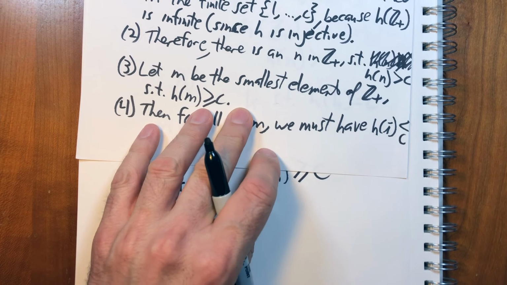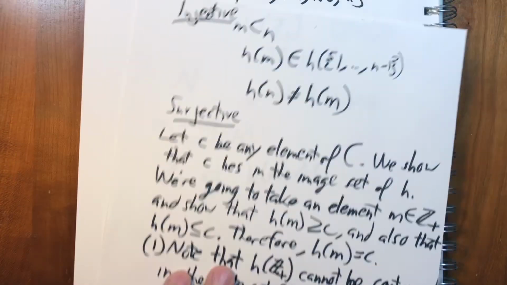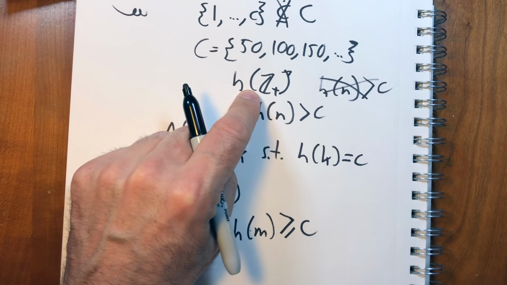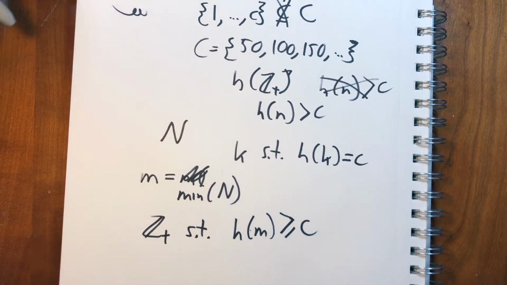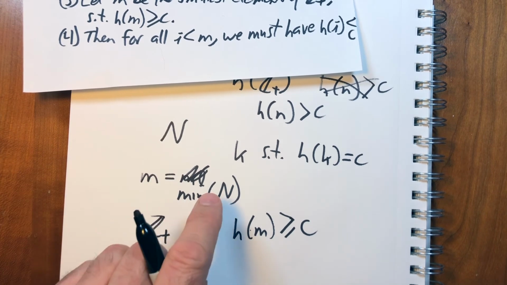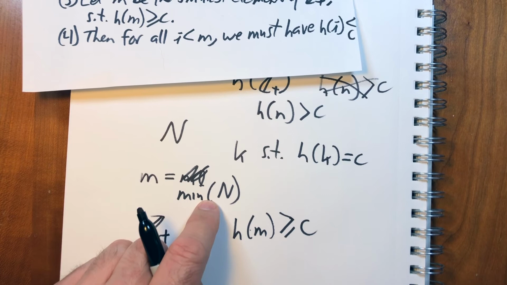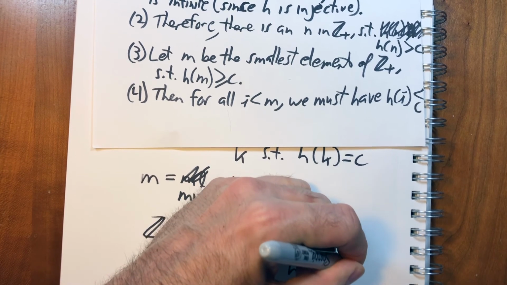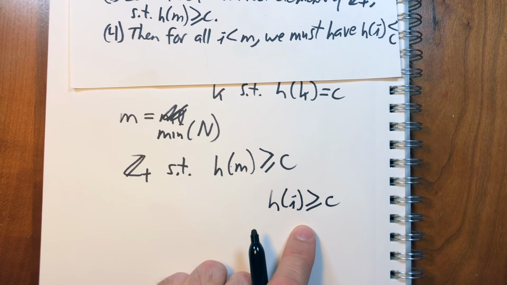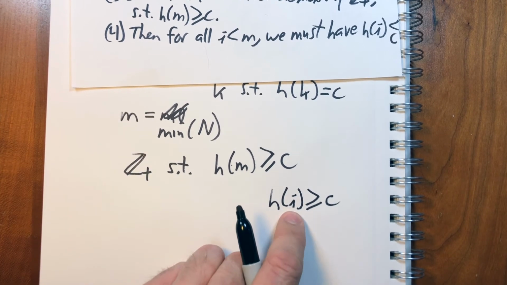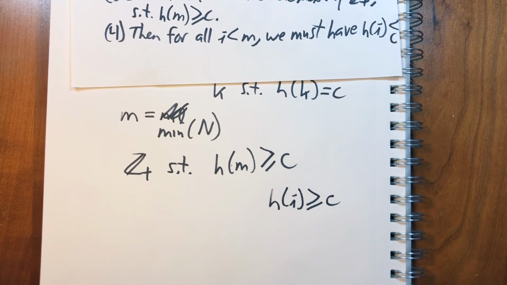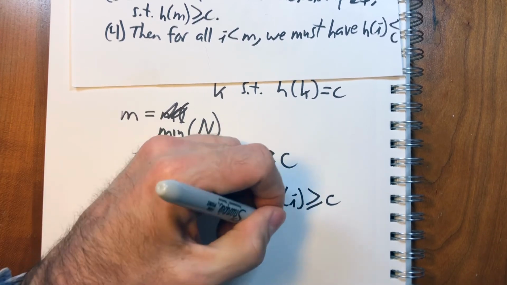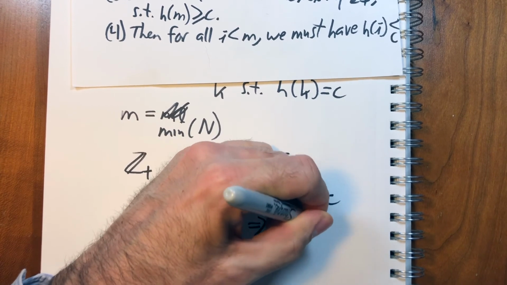We're not making a claim about the order of the elements of C or the order of the image of the positive integers. What we're saying is way more simple than that, and it shows the power of the well-ordering property. All we said is that m is the smallest positive integer such that h of m is greater than or equal to c. That means by definition that any integer i less than m cannot have h of i greater than or equal to c, because then that i would be m, right? It would be an element of N that's smaller than m. So we know, therefore, that h of i has to be less than c.